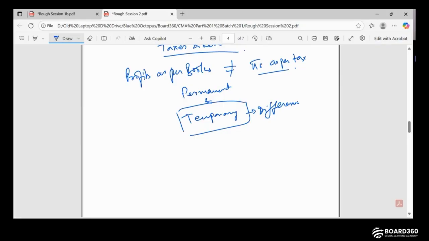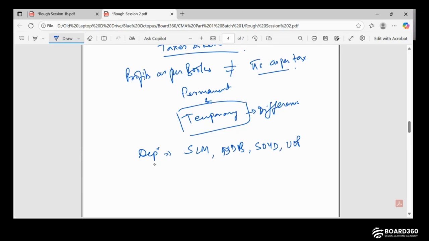Temporary differences are mainly due to the recognition of time differences. Just because of the time difference, books have reported it earlier than the tax, or tax has reported it earlier than the books. Okay. So, for example, if we talk about depreciation, under books, as we saw, we can use either straight line method, WDV method, or double declining balance method, or sum of year digits method, or unit of production method.